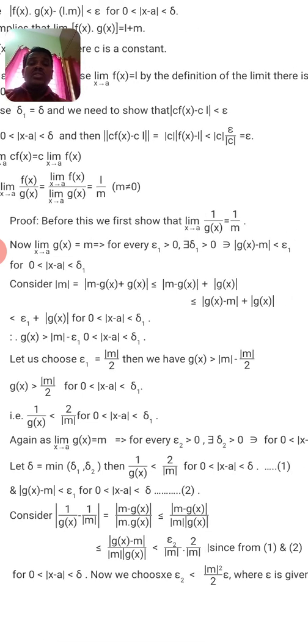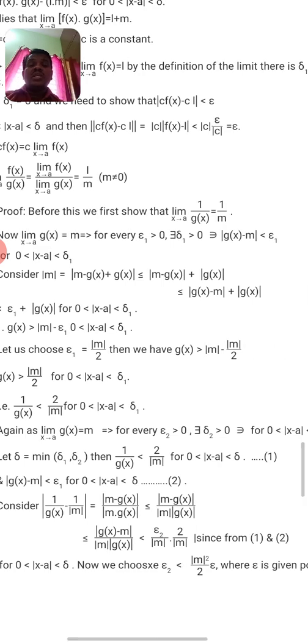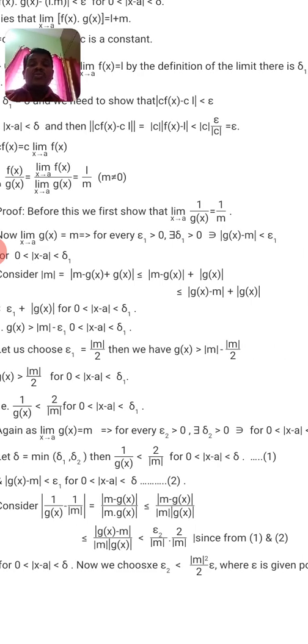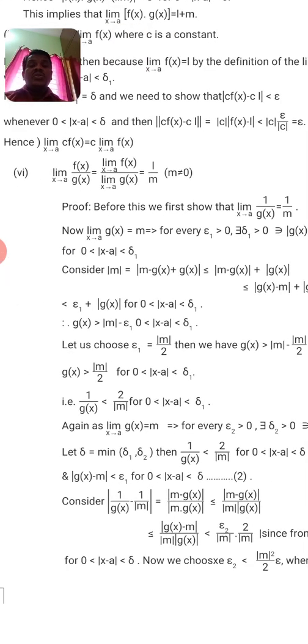Before we go into this, we first show that the limit as x tends to a of 1 by g of x is equal to 1 by M. Now, limit x tends to a of g of x is equal to M. By the definition of the limit of the function, for every epsilon 1 greater than 0, there exists a corresponding real number delta 1 greater than 0 such that modulus g of x minus M is less than epsilon 1 for 0 less than modulus x minus a less than delta 1.